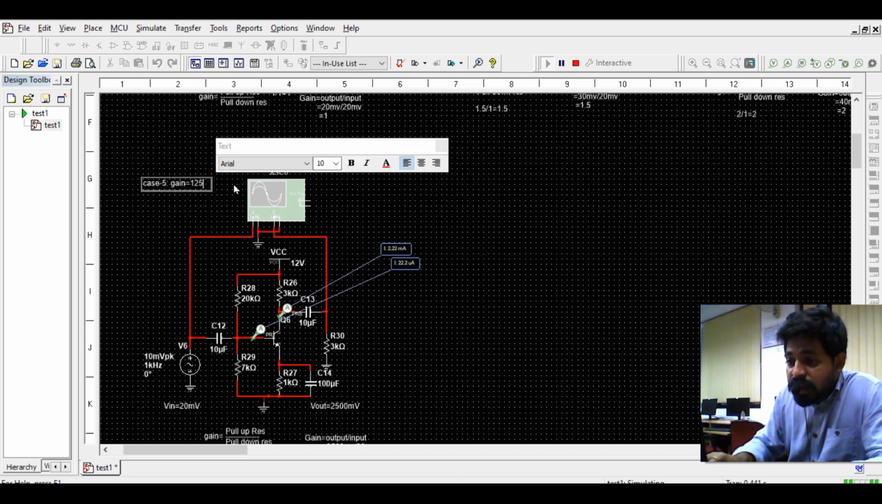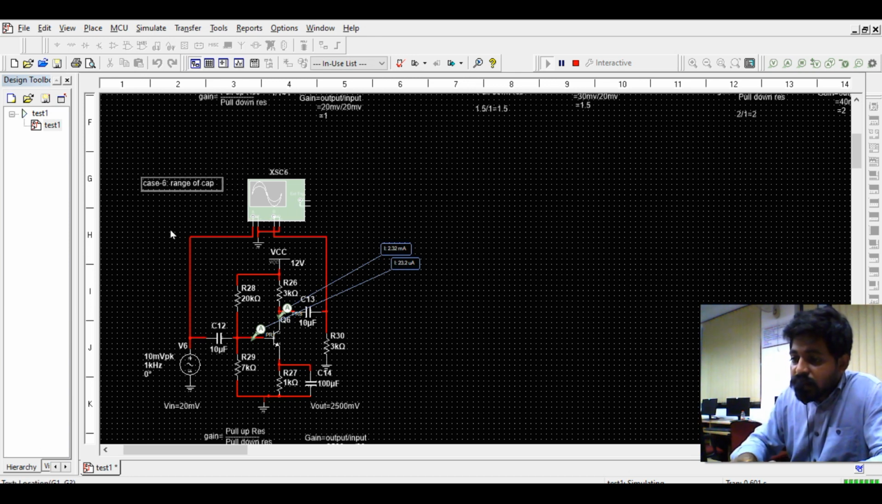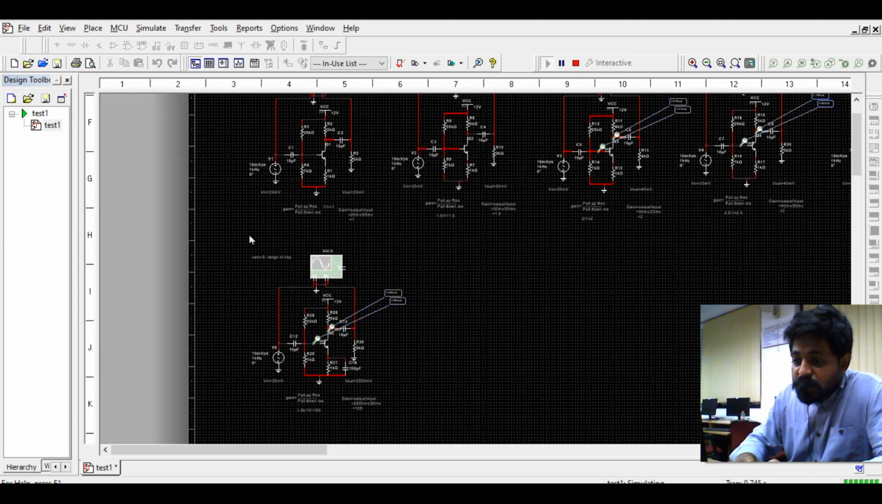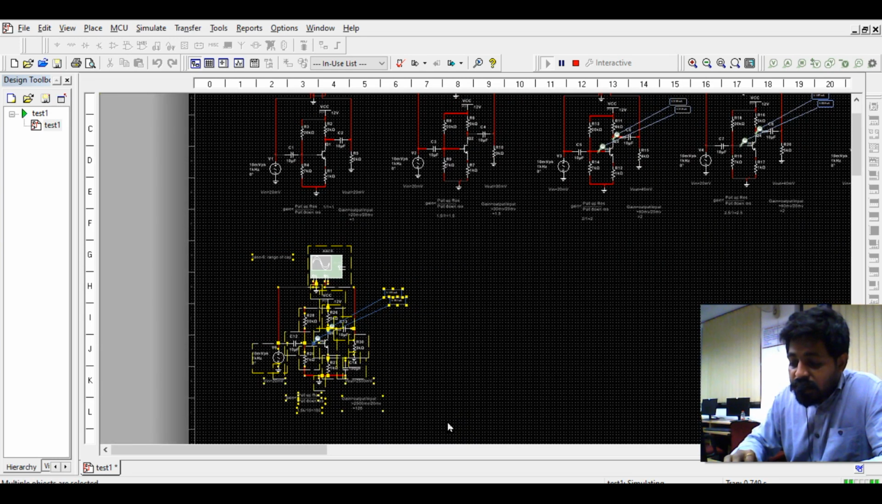As of now, in 5 cases we have increased the gain. Now in the sixth case, we need to know the range of the capacitor. Because of the maximum range capacitor around 100 micro, we got the maximum gain along with the phase shift of 180 degrees also. So this is the sixth case. Let us go with the next case. Finally, as of now we calculated the gain, observed the gain, and we observed the phase shift also.